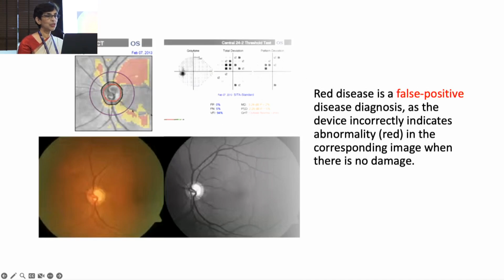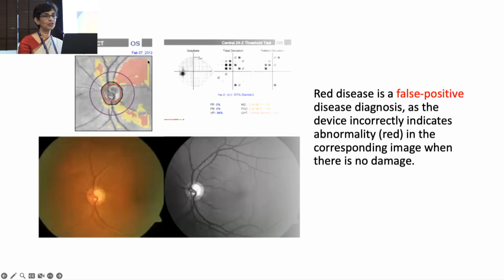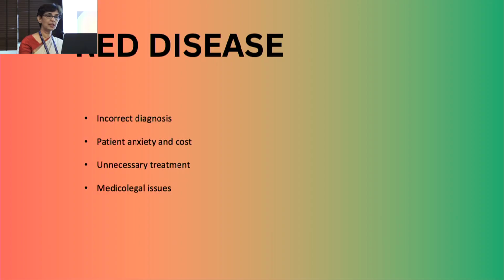If you look at this picture, in this RNFL thickness deviation map, you can see that there is this large red area. You can see it on the red-free fundus and also in the fundus picture. But when you look at the fields, there is a superior field defect. So basically there is no correlation, and this red color is probably not glaucomatous. So the red disease is actually a false positive diagnosis for glaucoma, as the device incorrectly indicates an abnormality in red corresponding to the image when there is no damage.